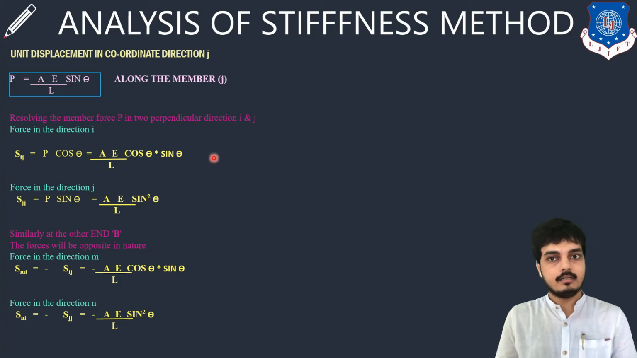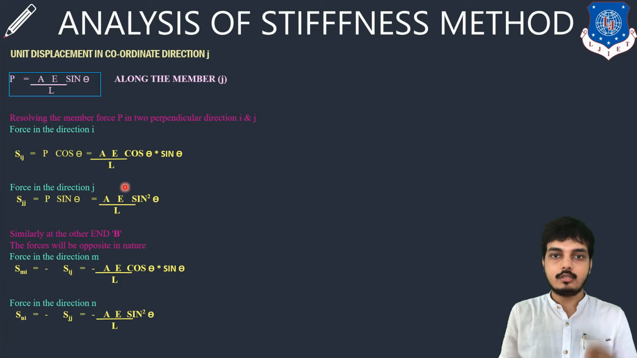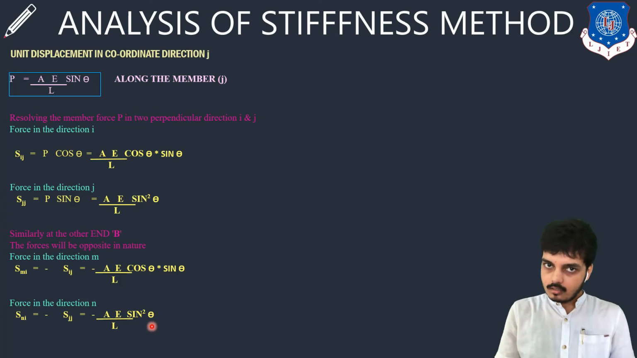Similarly, at the opposite end, the values will be the opposite, meaning negative, because as force is coming for this, the values are this, and the force is coming in the opposite direction, so its reaction component will be opposite in nature. So force in the M direction is SMJ equals minus SIJ, which is minus A upon L cos theta sin theta, and SNJ equals minus SJJ, which is minus A upon L sin square theta. Now all these forces will be understood clearly in the further truss examples.